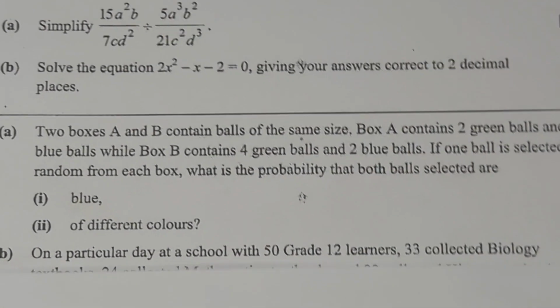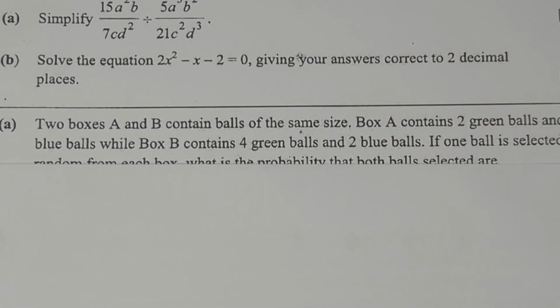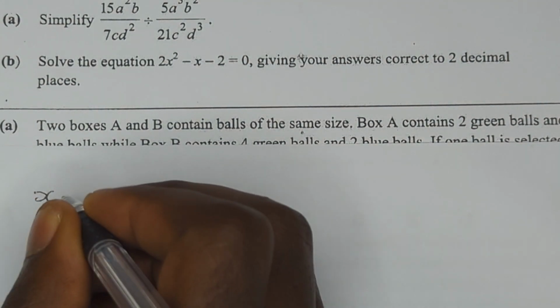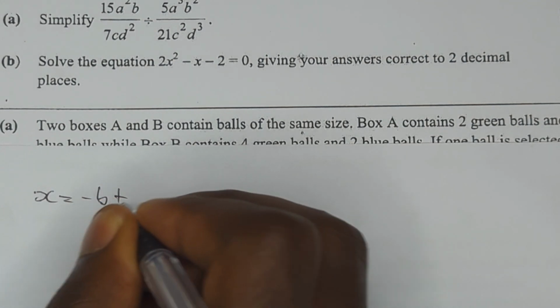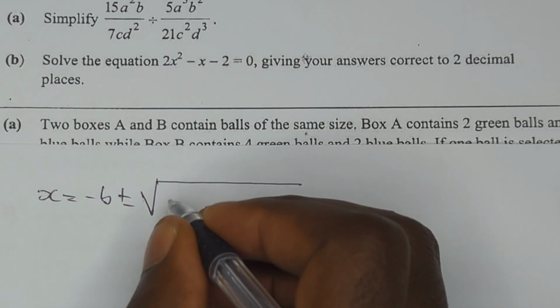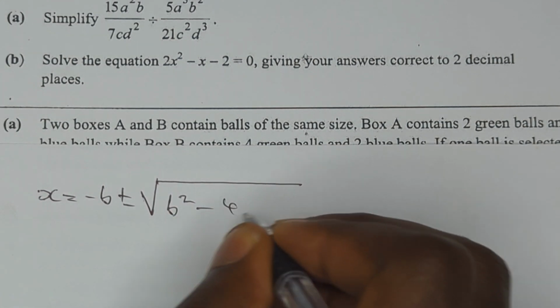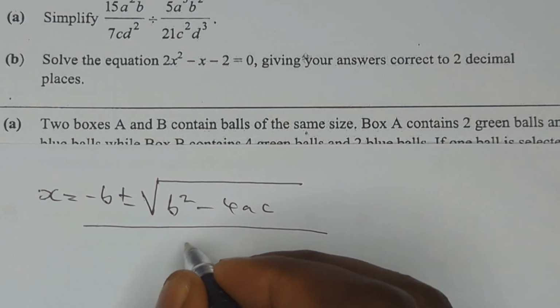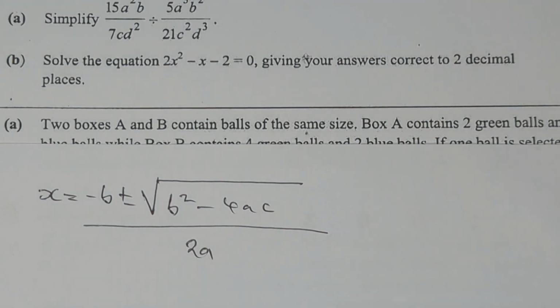Now to handle this question, we are going to apply this formula. x is equal to negative b plus or minus the square root of b squared minus 4ac over 2a. So this is the formula that we are going to apply.